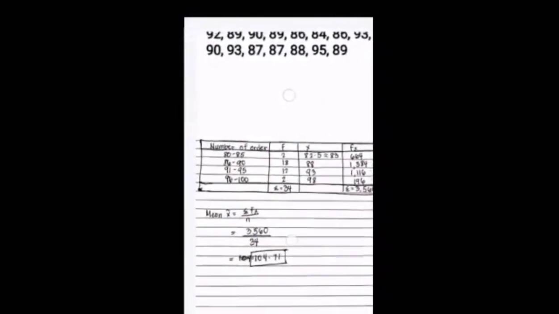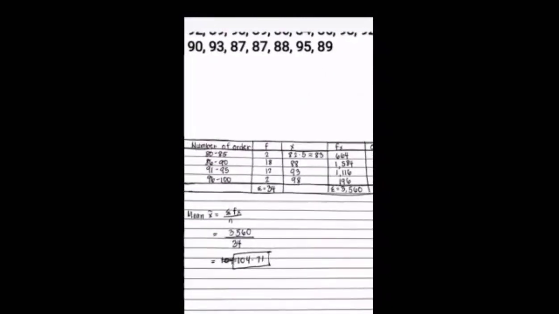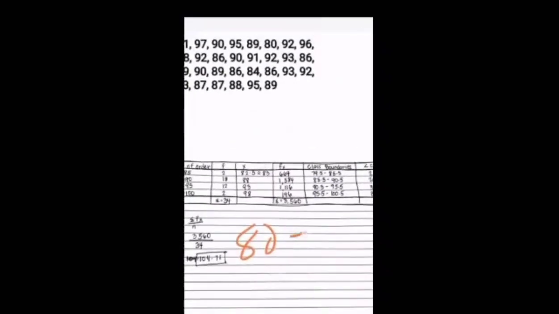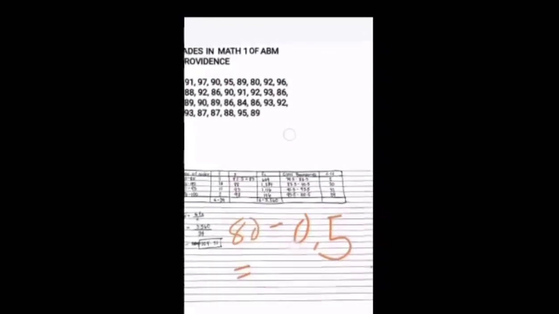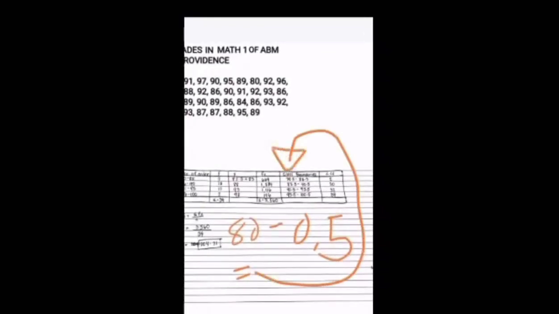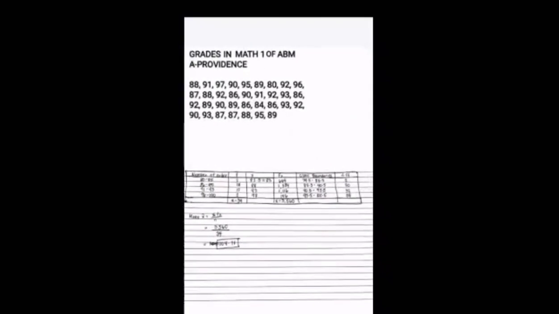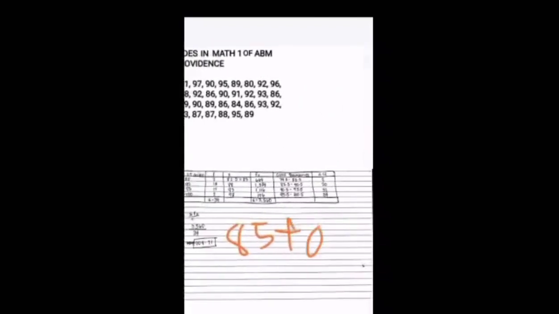From column 5, how did I get the class boundaries? How did I get the 79.5? From the number of order, you subtract 80 minus 0.5, which is equal to 79.5. And from the highest value, 85, I add 85 plus 0.5 and got 85.5.